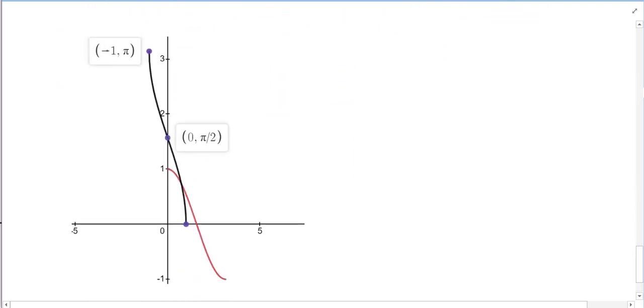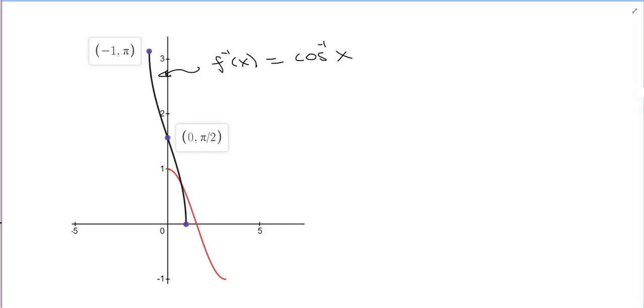you're going to end up with this beautiful graph. So the black curve here is your f inverse of x, which is cosine inverse. And the red one over here is your original cosine x. So notice that here's the point that I was talking about. That's pi, negative 1 in cosine x. So the inverse becomes negative 1, pi. So this is what the graph of cosine inverse looks like.